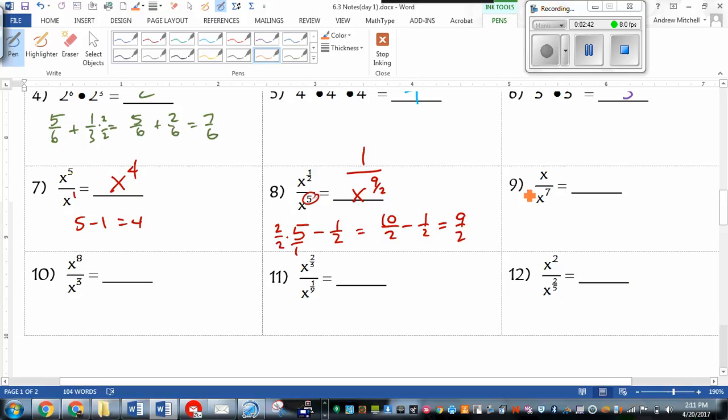And our last one here, number 9. Bigger exponent is on the bottom again, so that means we're going to have the x on the bottom, 1 on top. We have to find our exponent. We just subtract bigger minus smaller, we get x to the 6th.